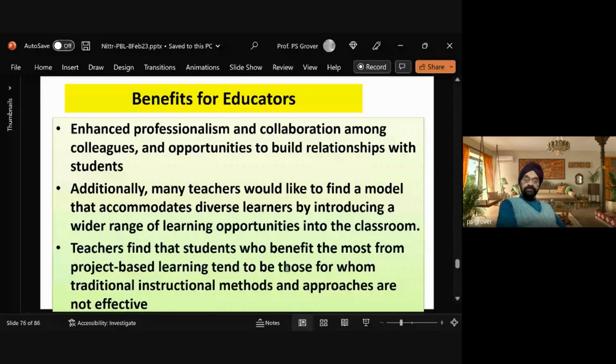Now, there are a lot of benefits. Enhanced professionalism and collaboration among colleagues, an opportunity to build relationship with students. Additionally, many teachers would like to find a model that accommodates diverse learners by introducing a wide range of learning opportunities into the classroom. You can have a variety of projects, variety of learnings in the classroom. Teachers find that students who benefit the most from project-based learning tend to be those for whom traditional instructional methods and approaches are not effective.